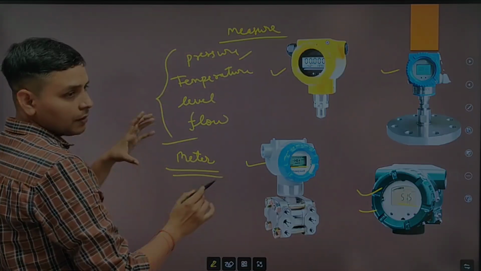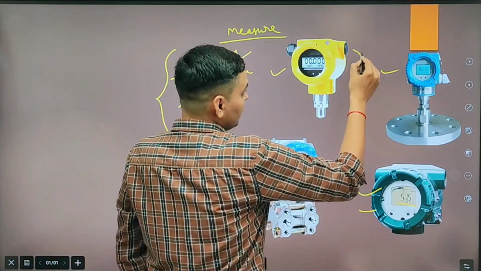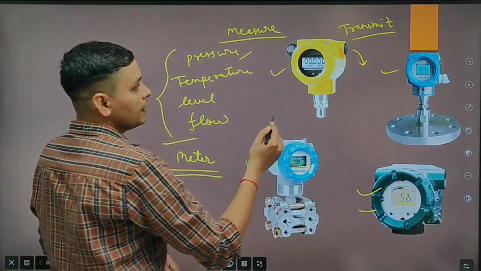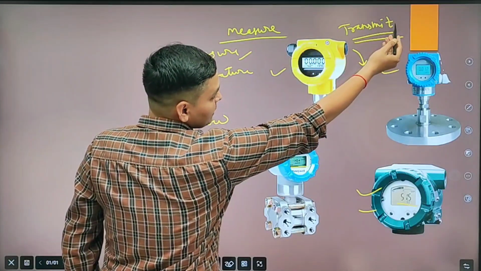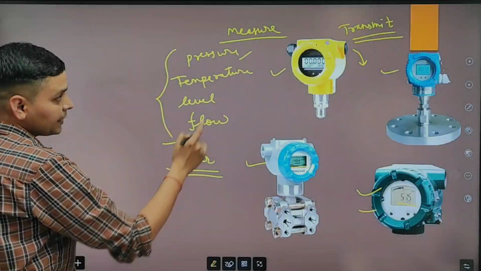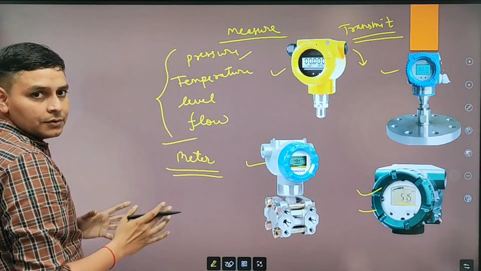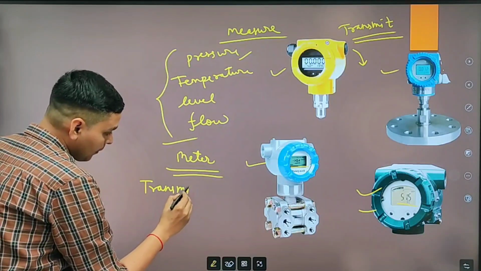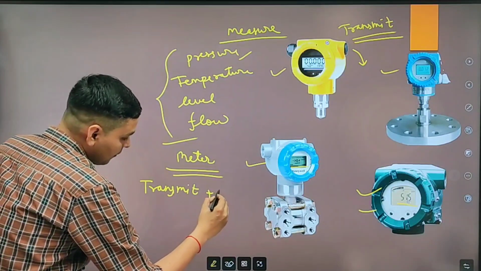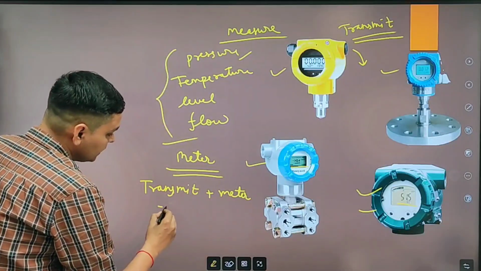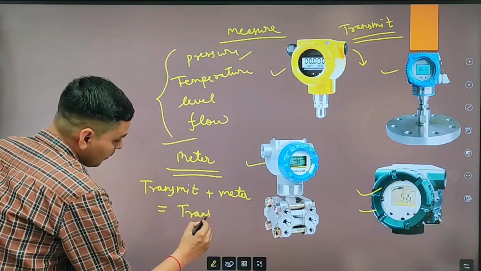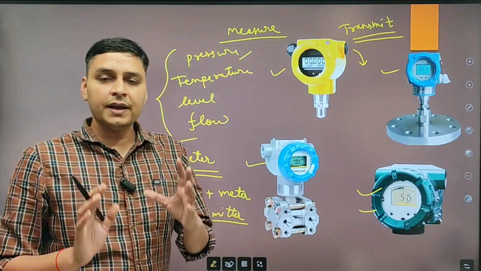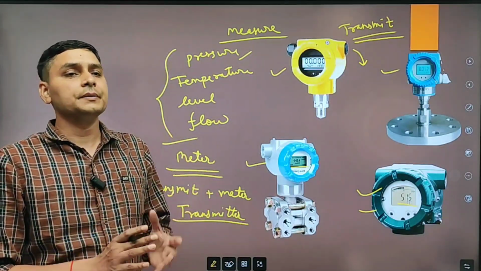A transmitter is a meter and it transmits its value to anywhere. So it is used to transmit the values also. A meter that transmits values is known as a transmitter. Transmit plus meter is known as transmitter. So it is a very clear-cut definition of transmitter.